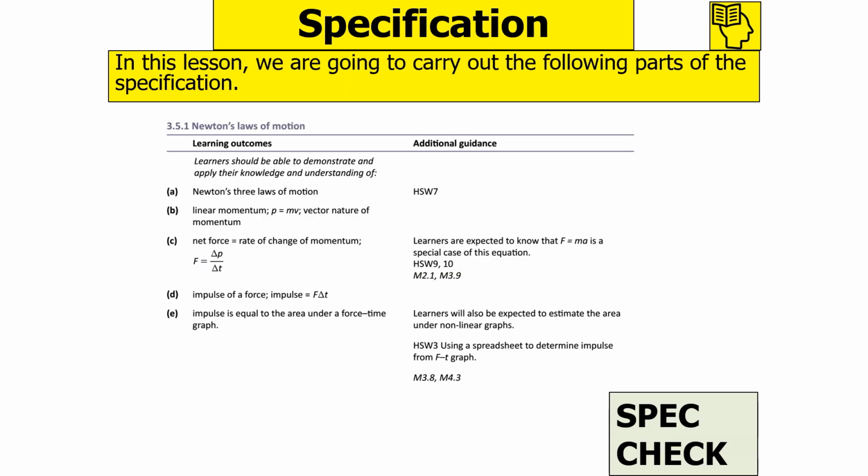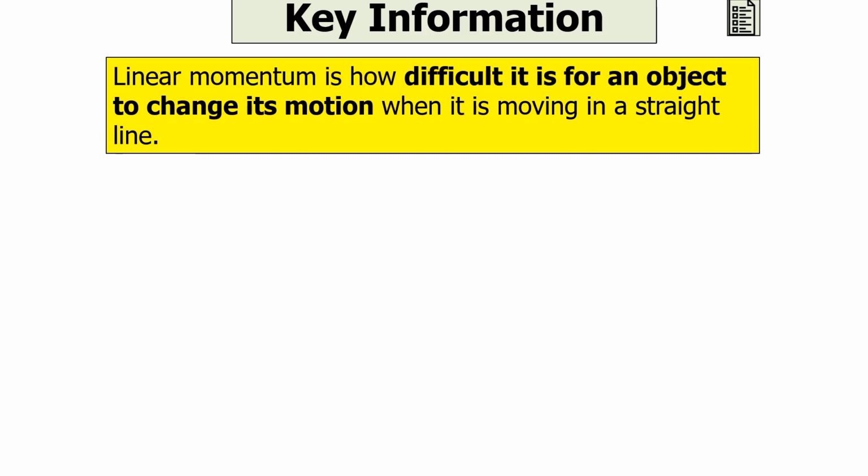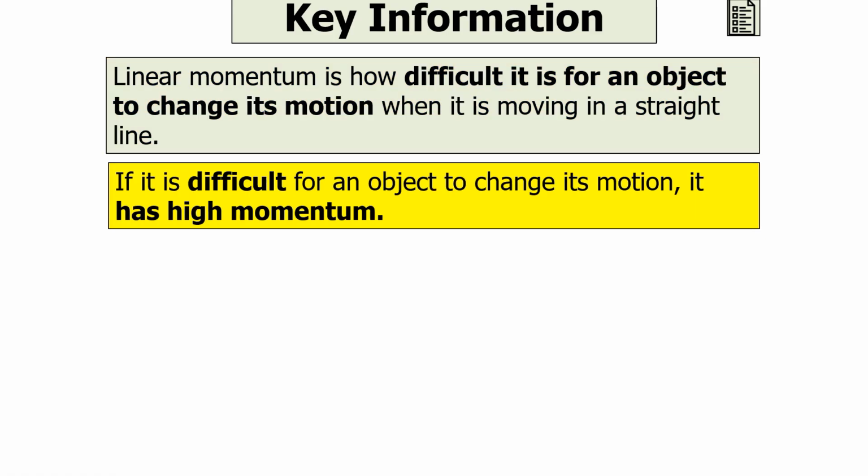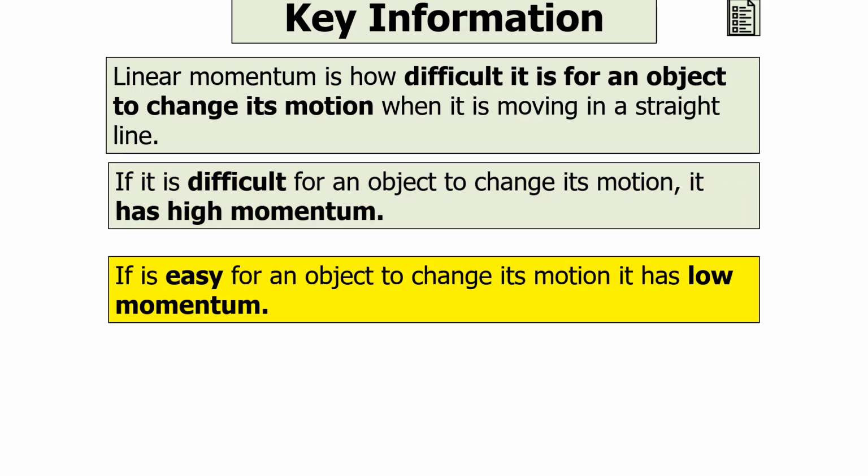In this lesson we're going to look at the following part of the OCR A-Level Physics specification. In particular, linear momentum, that net force is the rate of change of momentum, the impulse of a force, and how it links to force-time graphs. So, linear momentum is how difficult it is for an object to change its motion when it is moving in a straight line. If it is difficult for an object to change its motion, it has a high momentum. If it is easy, it has a low momentum.